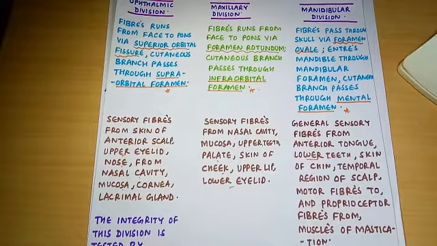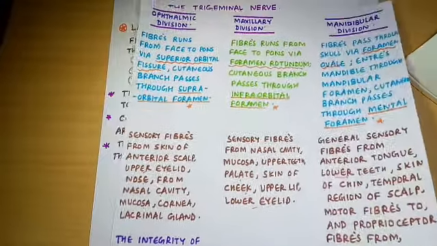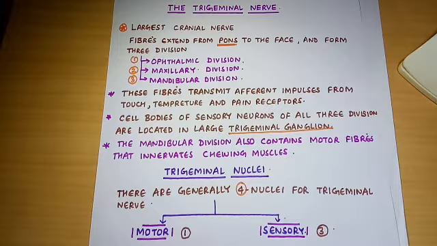Today's part of the video will be covering the divisions of the trigeminal nerve. In the previous section of the videos, we covered the trigeminal nerve. We already know that the trigeminal nerve has three divisions, which are the ophthalmic division, maxillary division, and mandibular division. There are four nuclei for the trigeminal nerve. One is for the motor, which is the motor nucleus of the trigeminal nerve, and three are for the sensory, which are the mesencephalic nucleus, principal sensory nucleus, and the spinal nucleus of the trigeminal nerve.